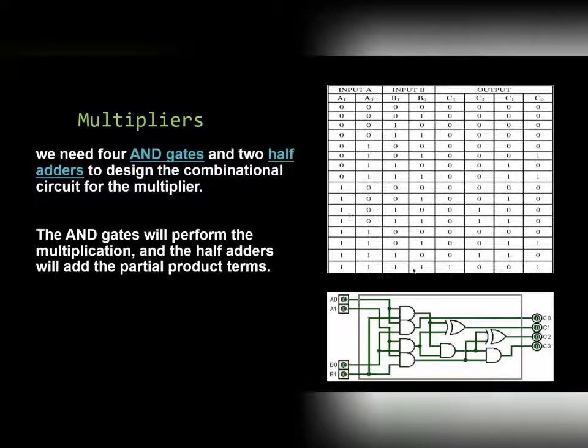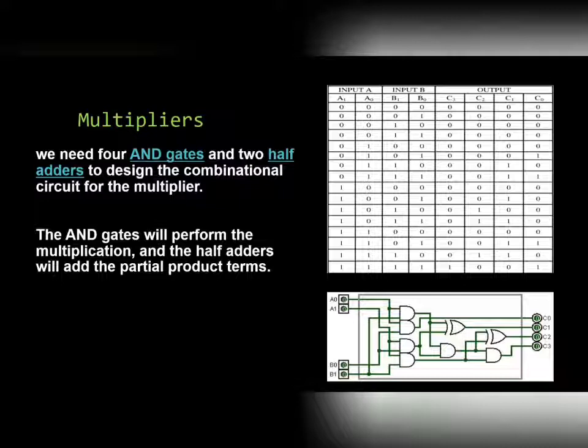Here, the AND gates will perform the multiplication and the half adders will add the partial product terms which are coming. As the duty of the adders, they are adding, and as the duty of the AND gates, they are multiplying the inputs they receive. Okay, I think you have got a clear understanding about this multiplier.